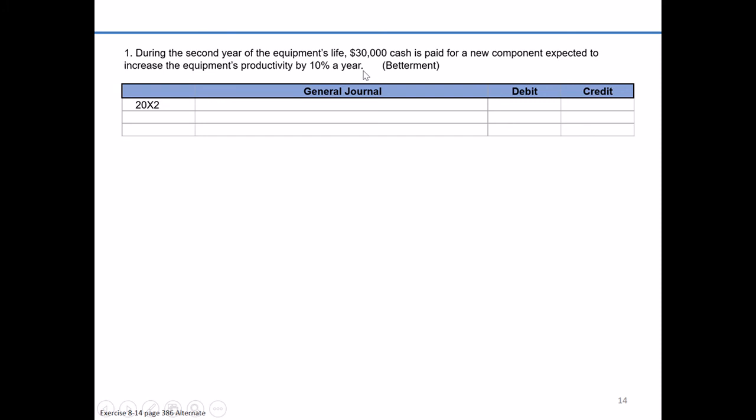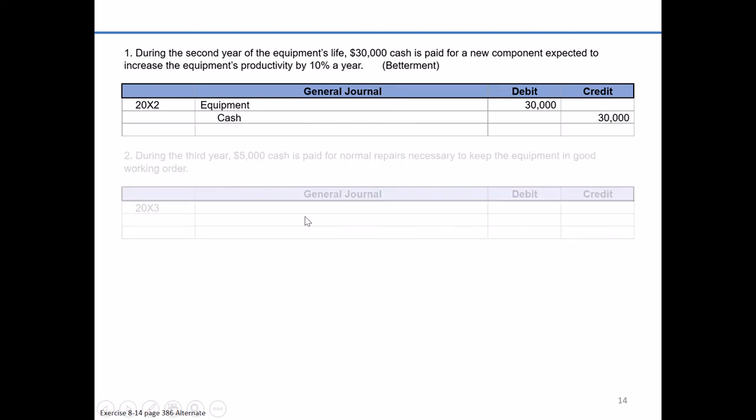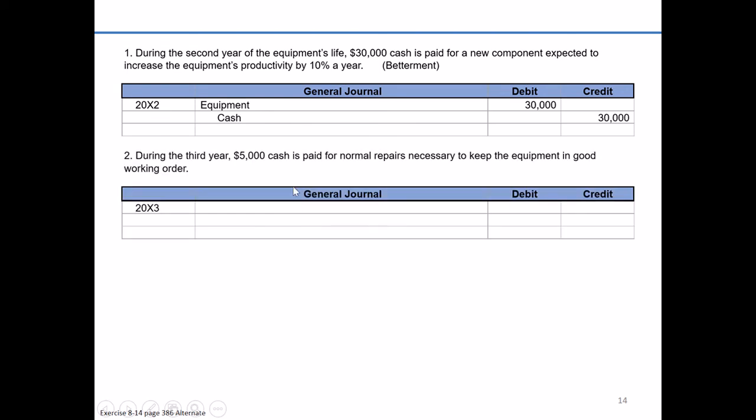Keep in mind, betterments make that item either more efficient or more productive, so that definitely fits within this category. And being a capital expenditure, we debit it to some type of an asset account. In particular, since this is equipment, we'll debit it to the asset account equipment, a debit of $30,000, also crediting cash for $30,000.